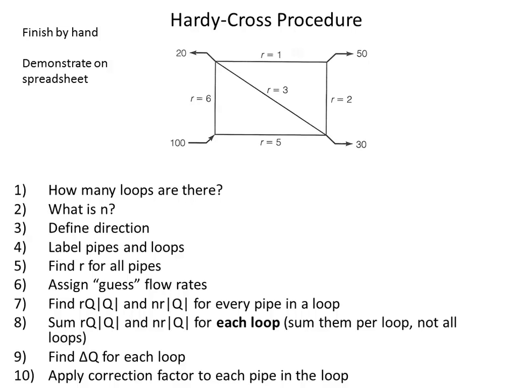Previously, we'd done the calculations already and found, for example, 15,000, 675, -12,500, and the sum of that was 3175. We did 600, 90, 500, and the sum of it was 1190. And the correction factor, the formula for delta Q, is the negative of the sum for each loop, R times Q times absolute value of Q, divided by the sum of N R times absolute value of Q.